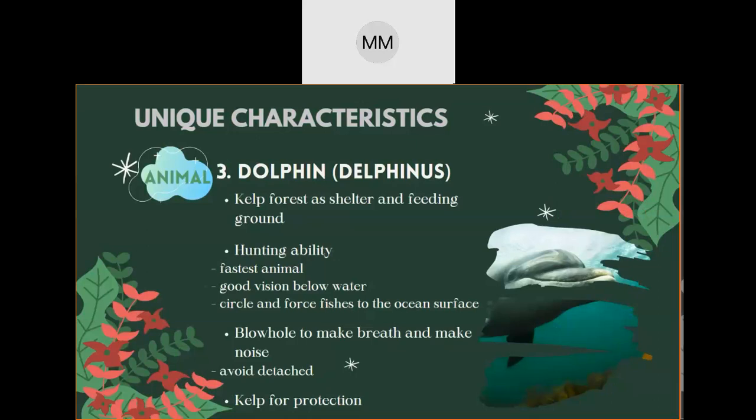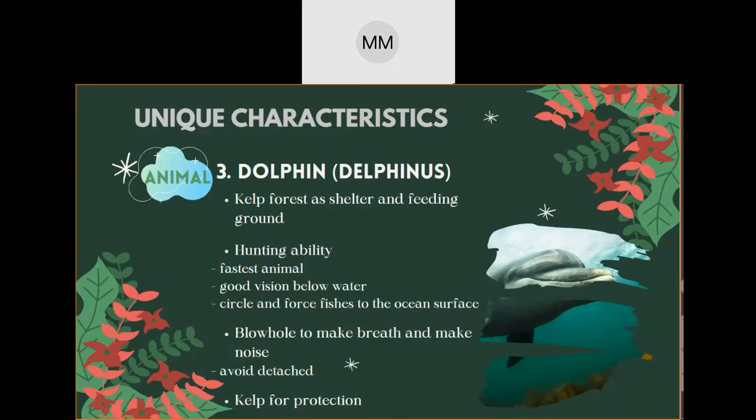Dolphins use kelp forests as shelter and feeding ground. They are also one of the fastest animals, and this adaptation helps them hunt for food in kelp forests and avoid predators. They also have good vision below water. This ability helps them to hunt and move between kelp forests. Dolphins will circle the schools of fish, force them to the ocean surface and drive the fish to shallow water for easier hunting than in the dense grouping of kelp.